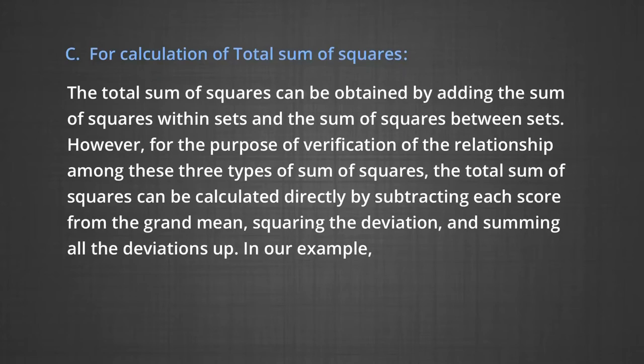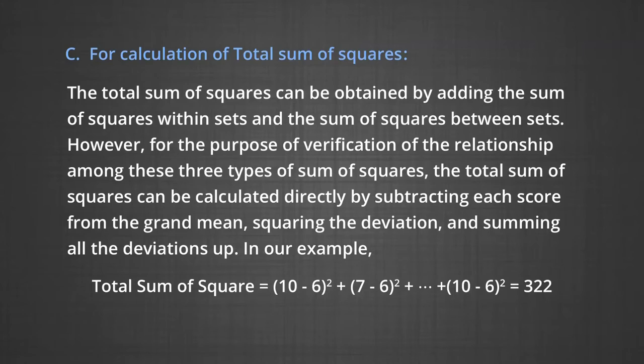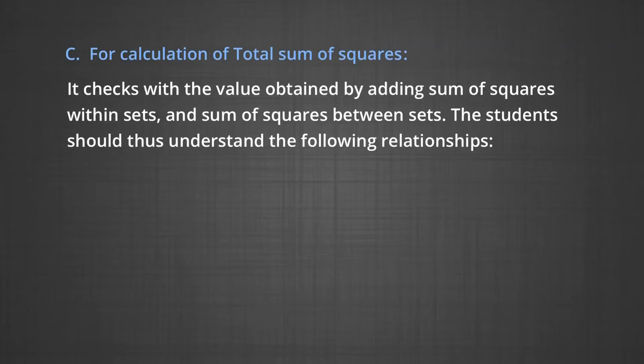We go further down to another step, and we calculate the total sum of squares. The total sum of squares can be obtained by adding the sum of squares within sets and the sum of squares between sets. However, for the purpose of verification of the relationship between these three types of sums of squares, total sum of squares can be calculated directly by subtracting the grand mean from each score, squaring the deviation, and summing all the deviations up. In our example, the total sum of squares is equal to 10 minus 6 square plus 7 minus 6 square plus and so on, plus 10 minus 6 square. It totals up to 322. It checks with the value obtained by adding sum of squares within sets and sum of squares between sets.